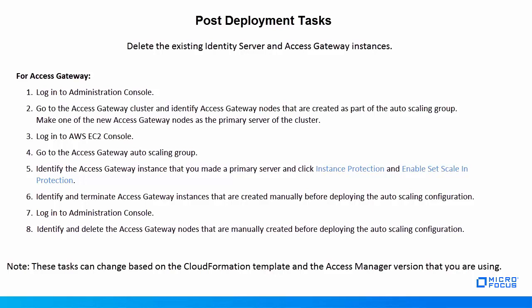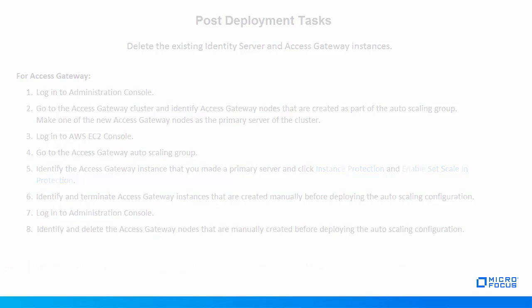Log into AWS EC2 console. Go to the Access Gateway autoscaling group. Identify the Access Gateway instance that you made a primary server and click Instance Protection and enable Set Scale in Protection. Identify and terminate Access Gateway instances that are created manually before deploying the autoscaling configuration. Log into Administration console. Identify and delete the Access Gateway nodes that are manually created before deploying the autoscaling configuration.